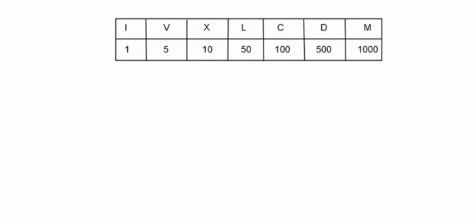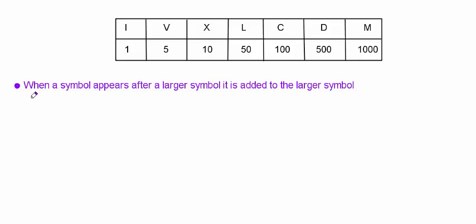The Roman numerals are most commonly found on clocks today, and there are a few rules you need to follow in order to write down a given number in the Roman system. When a symbol appears after a larger symbol, it is added to the larger symbol.